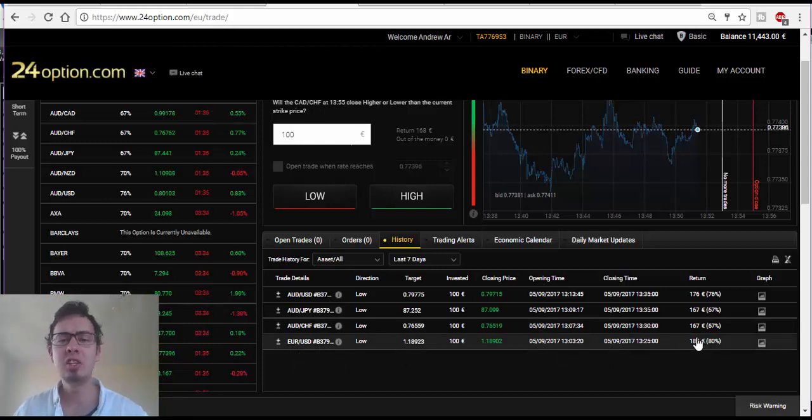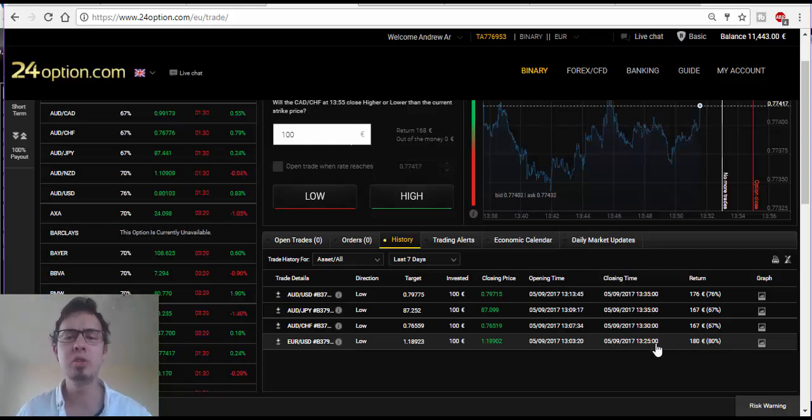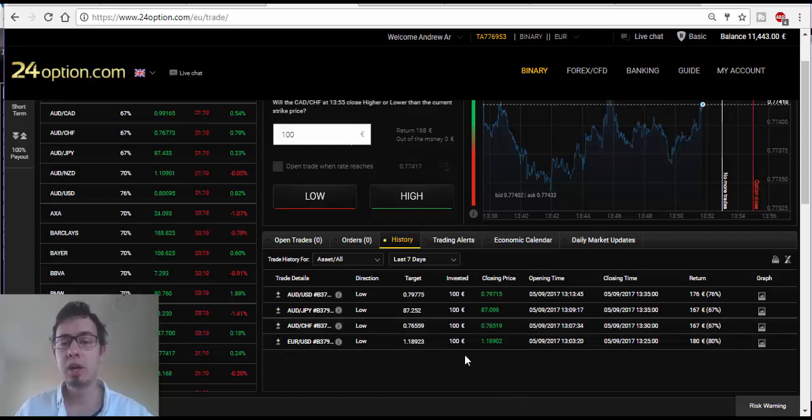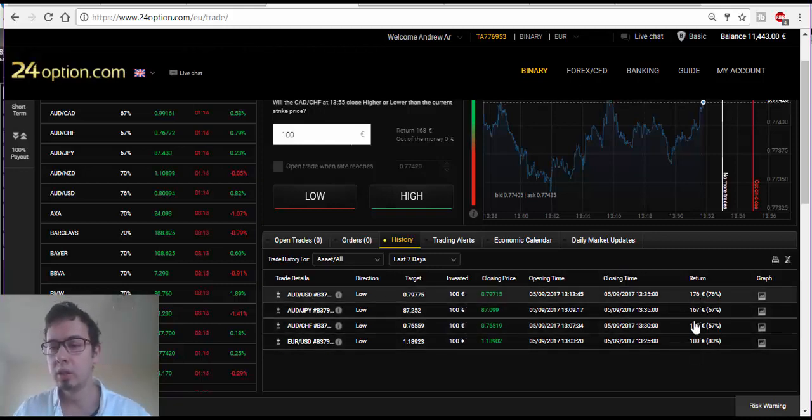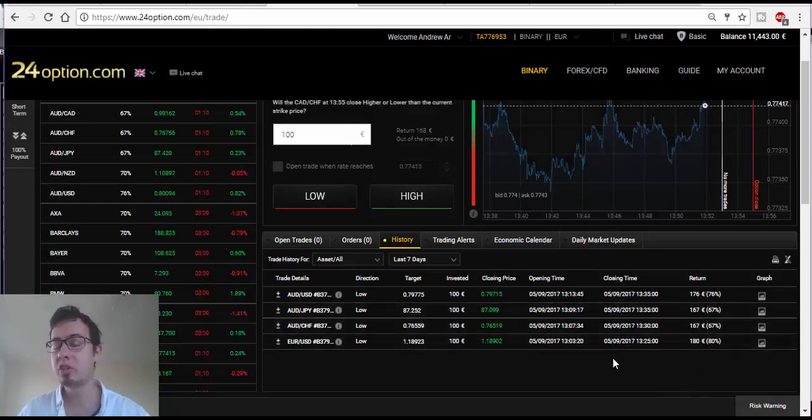You see, each currency pair and each asset will have different payouts. But usually payouts should be between 75 and 85 percent per your investment. So I invested 100 euro for each trade. In total, we get a little bit less than 300 euro back. So in such a short period of time, in like 25 minutes, we get less than 300 euro in return. Not bad, I think, isn't it?